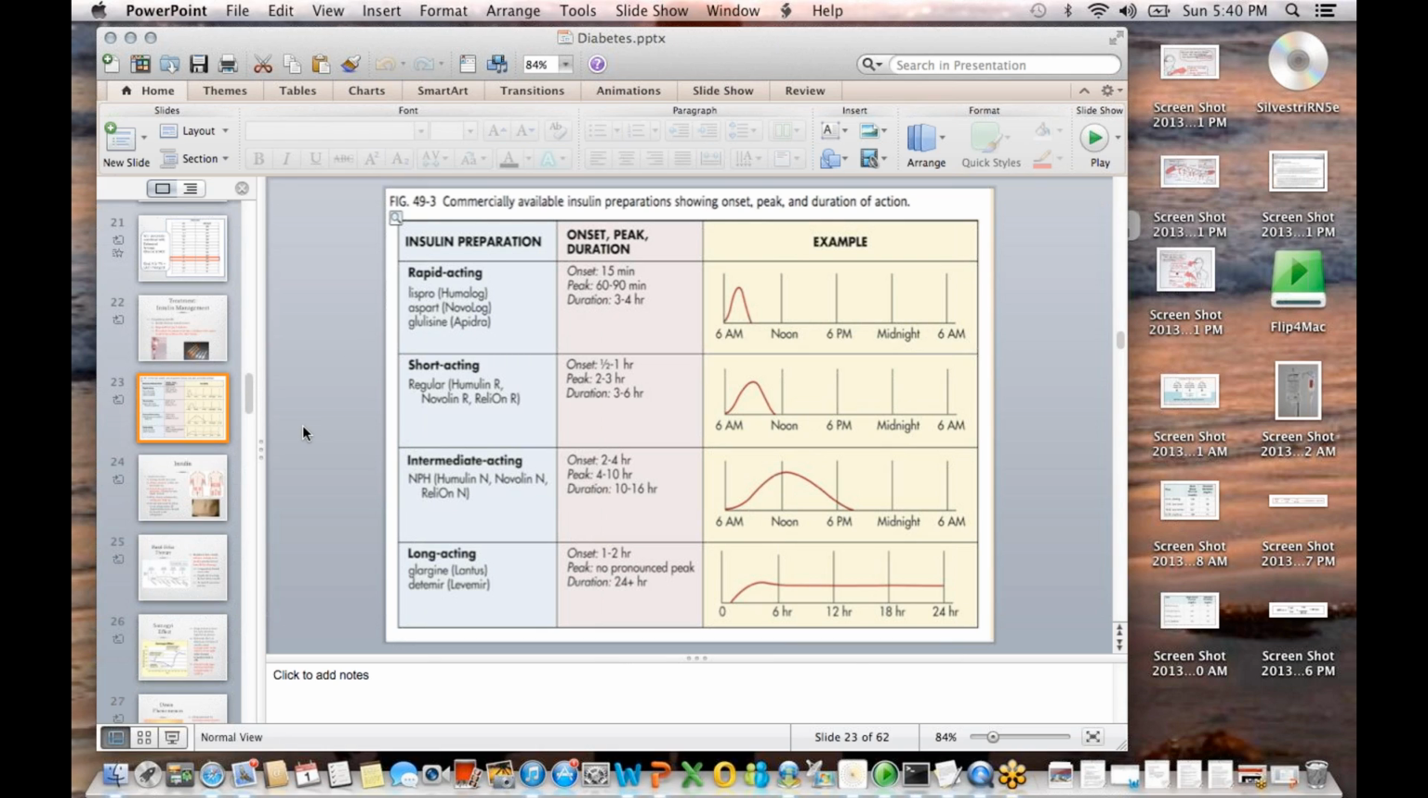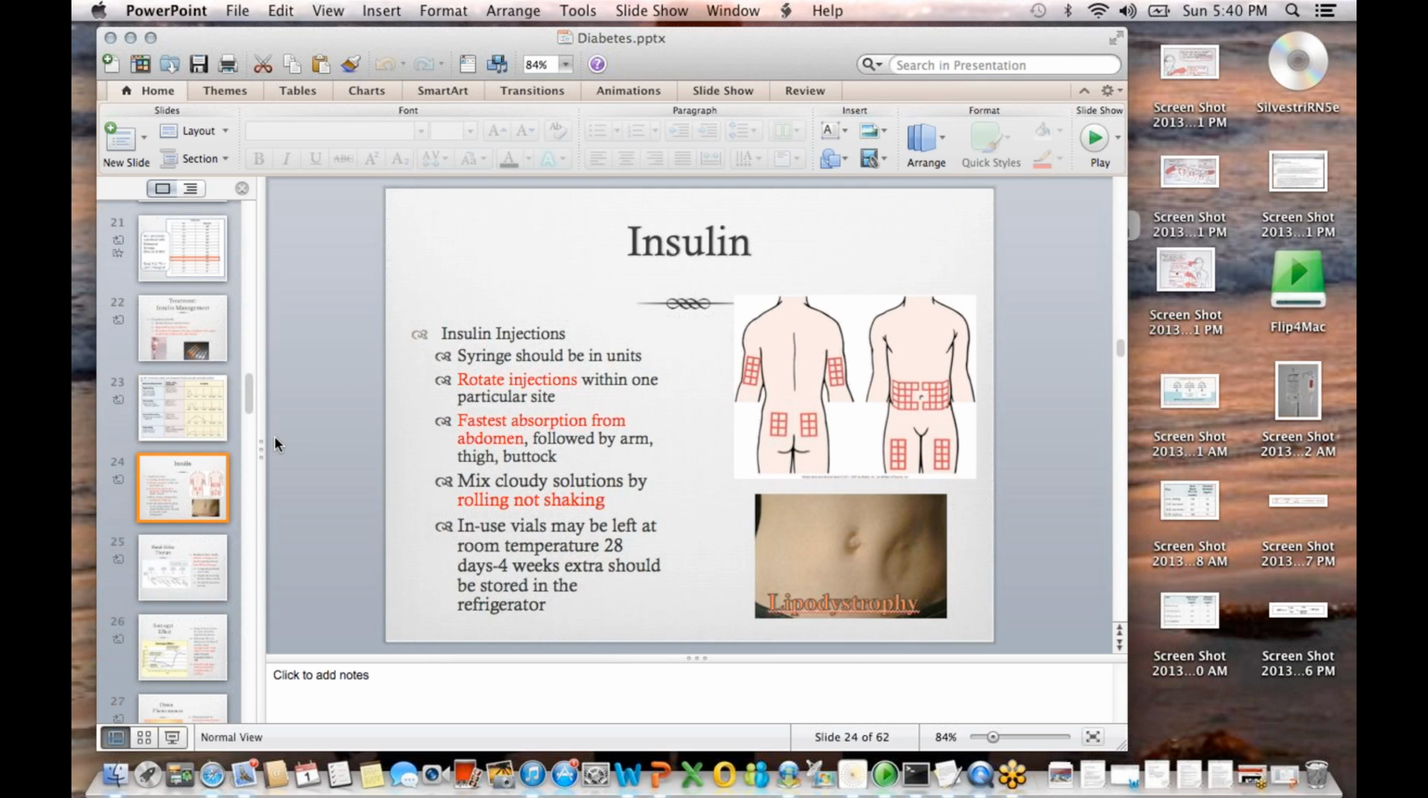And then your long acting usually has no peak, but you give that as your basal insulin. And we talk a little bit, a couple of slides later, about basal bolus insulin therapy, which is your long acting, which covers your baseline glucose level, and then your rapid acting, which covers usually before each meal. And that's generally how we mimic the function of the pancreas. You have your basal, and then whenever you eat, you increase your insulin to cover that meal.